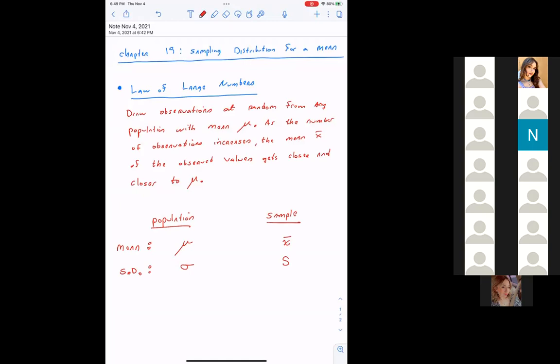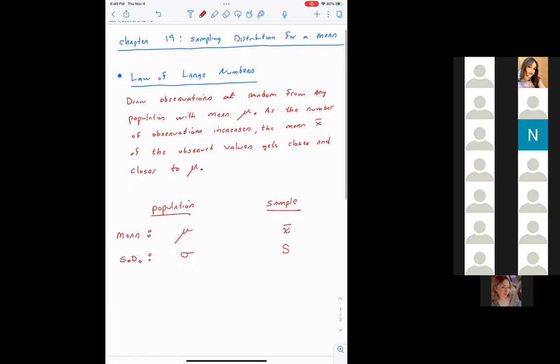Correct. Now, if I took lots of samples, if you drew many samples, each of the same size, n.